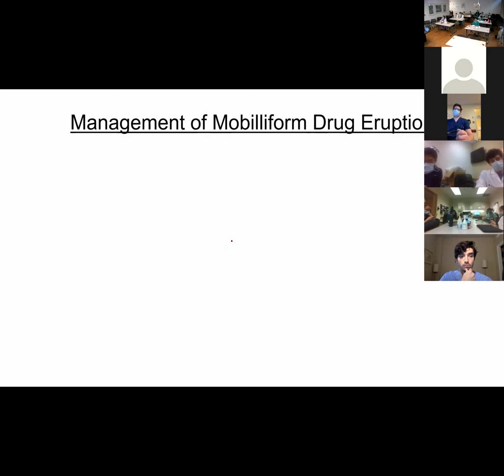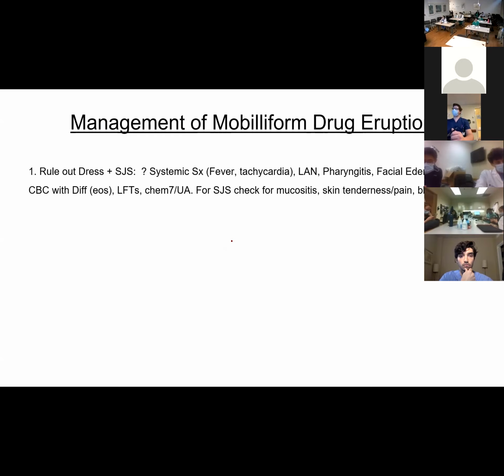So management, and I think you'll see this a good amount in the hospital, especially when the patient's on antibiotics and develops this macular papular rash. First thing you want to do at all times is rule out the scary stuff, right? And when you're doing that, just like Mark was saying, you're going to need a CBC with diff to make sure they don't have severe eosinophilia. You want to do LFTs too to make sure they don't have some hepatitis from DRESS. Once you've ruled that out, you can go to the second thing, which is to stop all of the patient's non-essential meds.